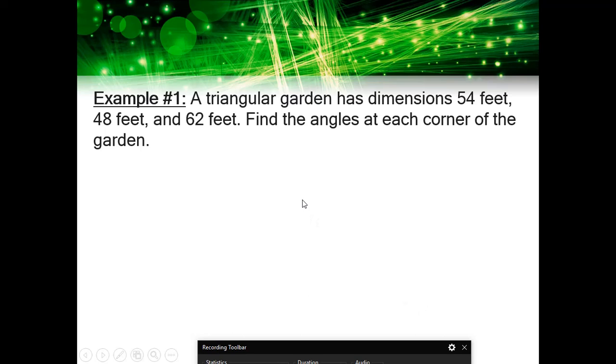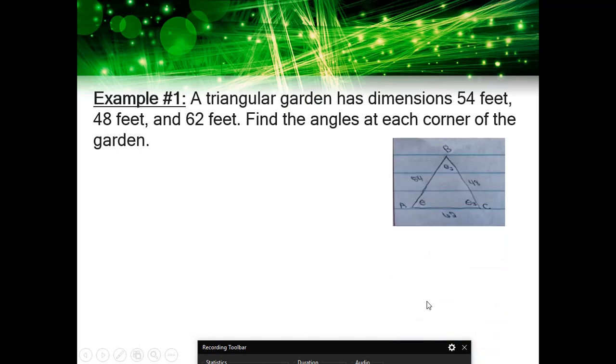So this time we have a triangular garden with dimensions of 54 feet, 48 feet, and 62 feet. They want us to find the angles at each corner of the garden. So we need to find all three. So here's my picture. I did label the angles theta, theta sub 2, and theta sub 3. But when we solve the problems, I'm just going to use angle A, angle B, and angle C so that it's less confusing. So with the law of cosines, we need 3 sides and 1 missing angle.